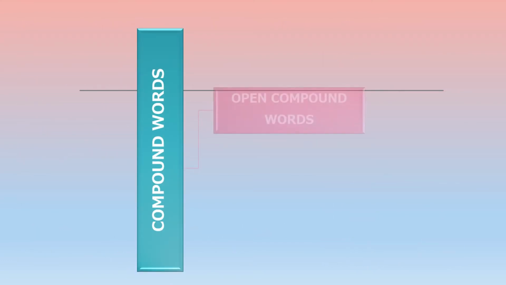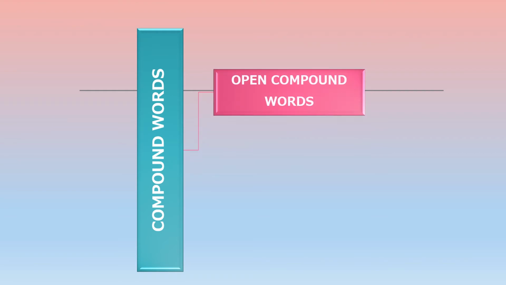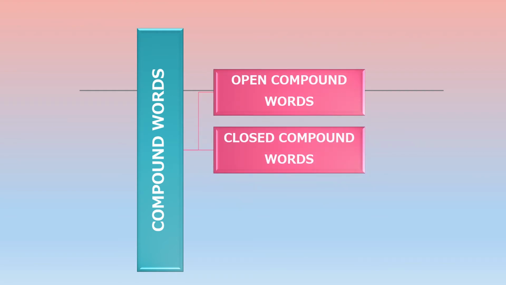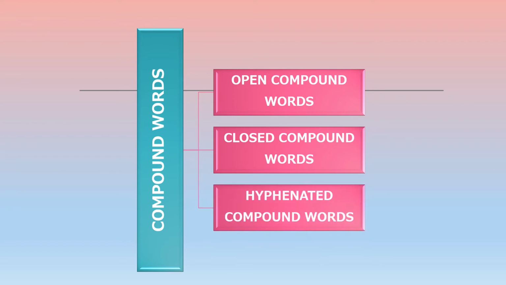Compound words can be of three types. We have open compound words, closed compound words, and hyphenated compound words.